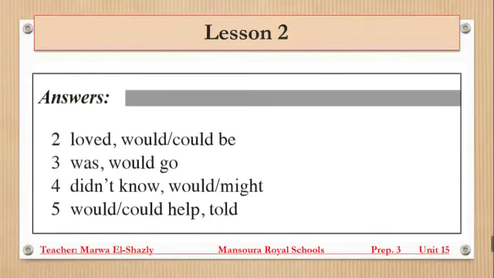Okay, check your answers with me. Number 2, loved and would or could be. Number 3, was and would go. Number 4, didn't know and would or might. 5, would or could help plus told in the second space.